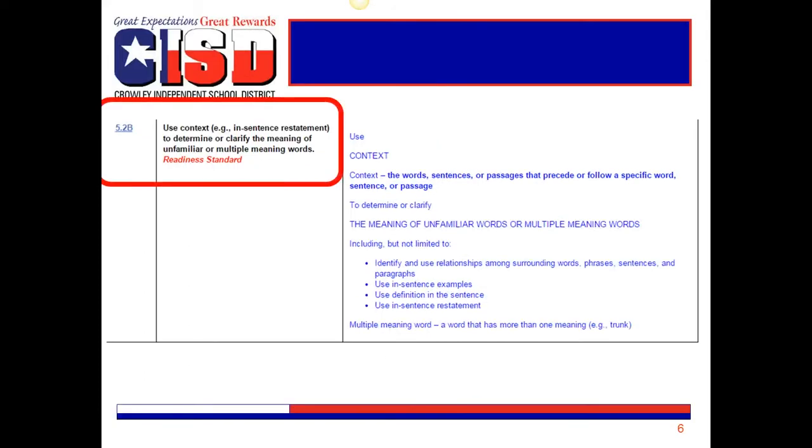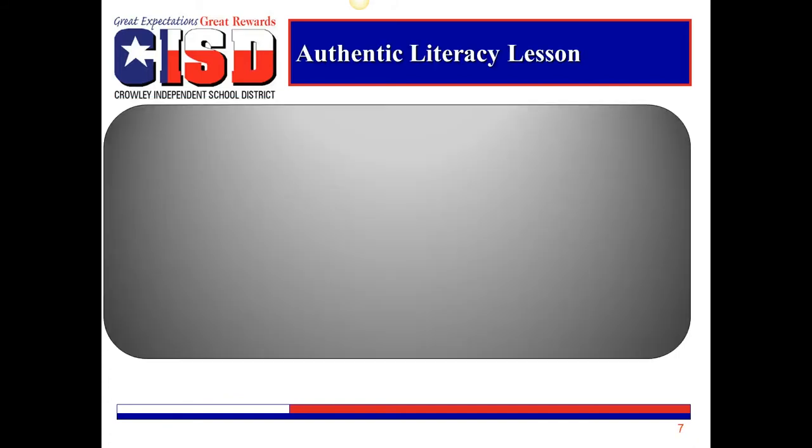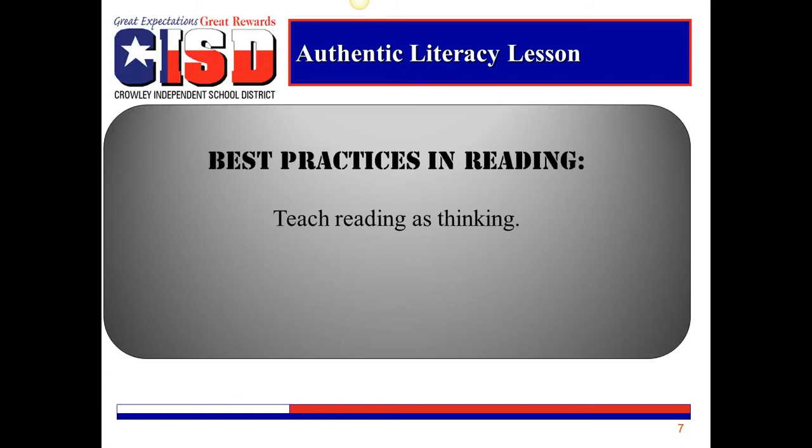5.2b reads, Use context to determine or clarify the meaning of unfamiliar or multiple meaning words. Context in our standard is described as the words, sentences, or passages that precede or follow a specific word, sentence, or passage. One best practice we'll look at today is teach reading as thinking.